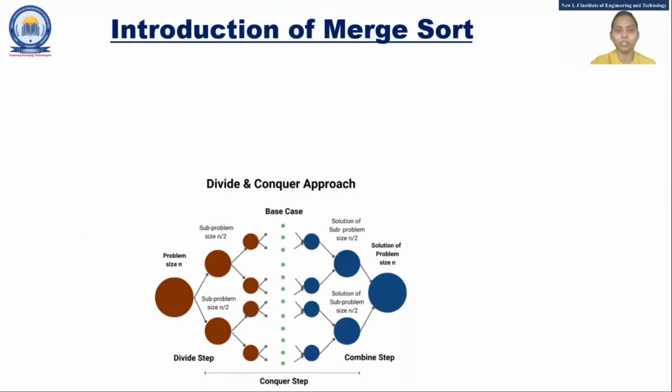When I say merge sort is a sorting mechanism, the approach it uses is called divide and conquer. Whenever a big problem is given, it needs to be divided, the small parts can be solved, and then all the solutions need to be merged. So this way, divide and then merge, or divide and conquer approach, is used in merge sort.